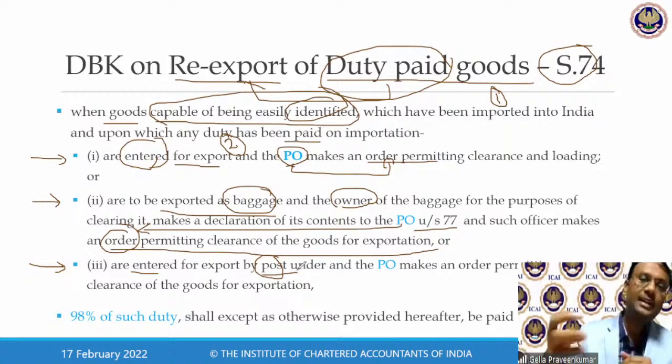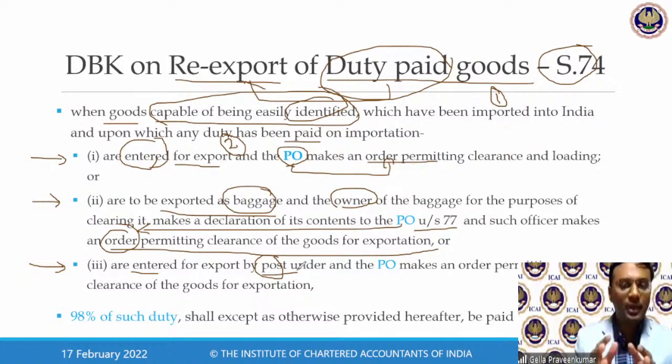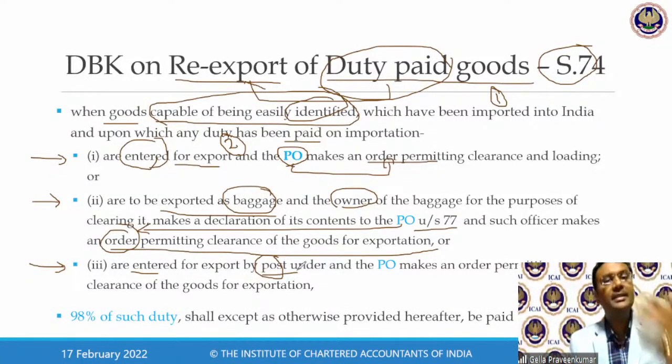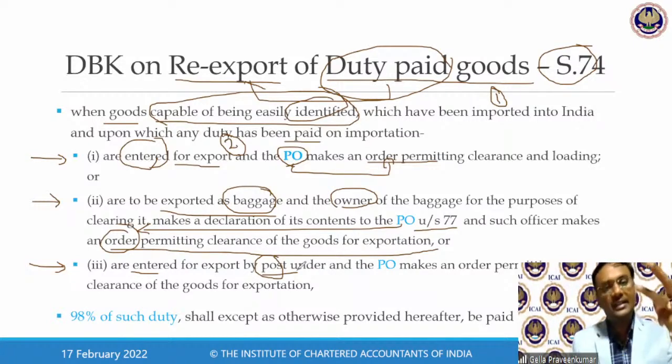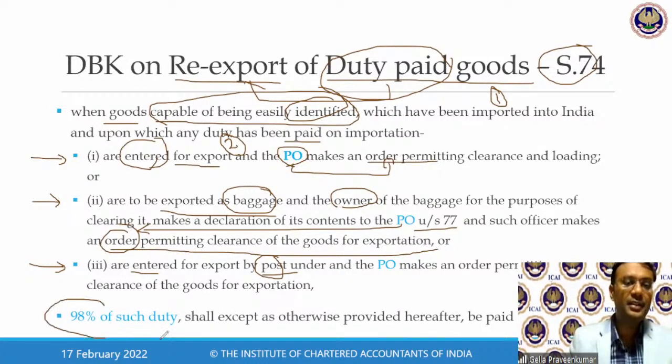When the items come through the post, that is a point where, so what if the goods have come with payment of duty and those goods are leaving my postal area? This process involves making a package saying that this is meant for duty drawback. Again, the customs officer verifies what the time limit is, what goods have come, how these goods have come, and then after examination, they will let it go for export purpose. So these are the three occasions where they have said that when the goods which have been imported have an identity established, then 98% of such duty shall, except as otherwise provided, be paid back.